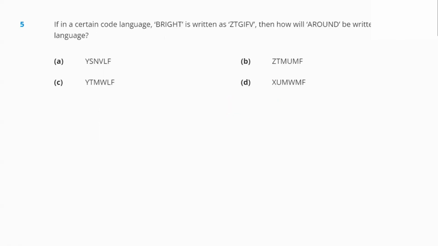Moving on to the fifth question. If in a certain code language, BRIGHT is written as ZTGIFV, then how will AROUND be written in that code language? So first we'll write BRIGHT here. BRIGHT is written as ZTGIFV.